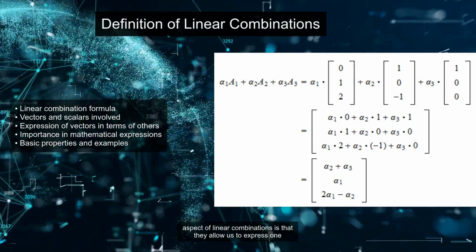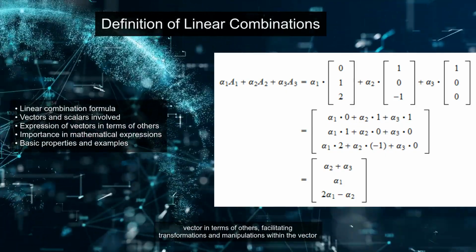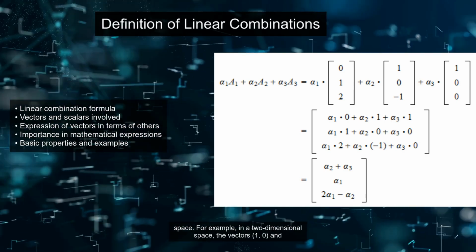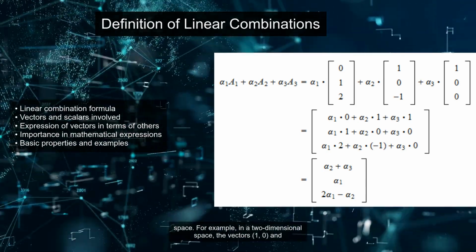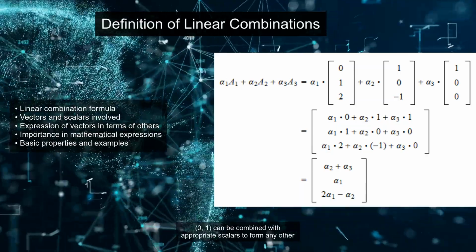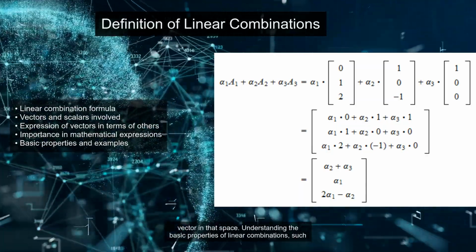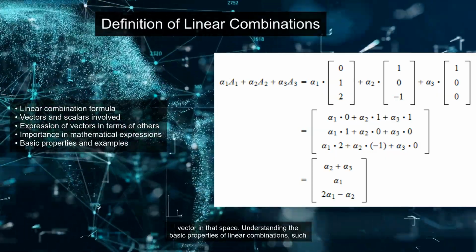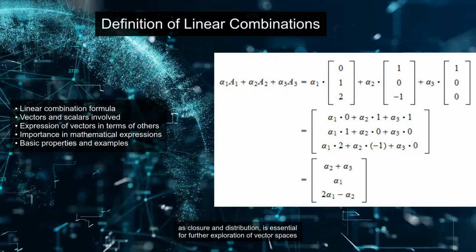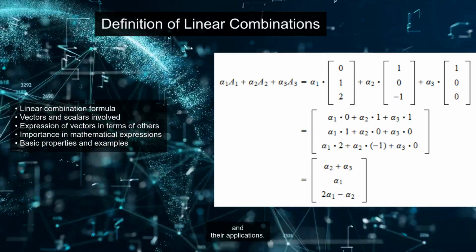A crucial aspect of linear combinations is that they allow us to express one vector in terms of others, facilitating transformations and manipulations within the vector space. For example, in a two-dimensional space, the vectors (1, 0) and (0, 1) can be combined with appropriate scalars to form any other vector in that space. Understanding the basic properties of linear combinations, such as closure and distribution, is essential for further exploration of vector spaces and their applications.